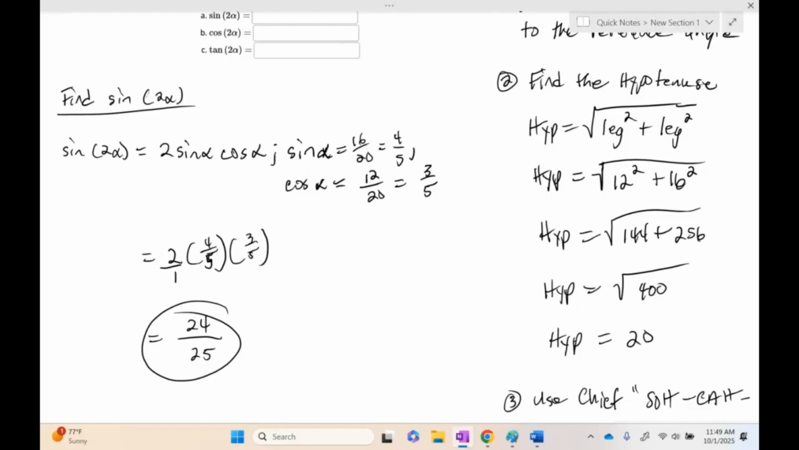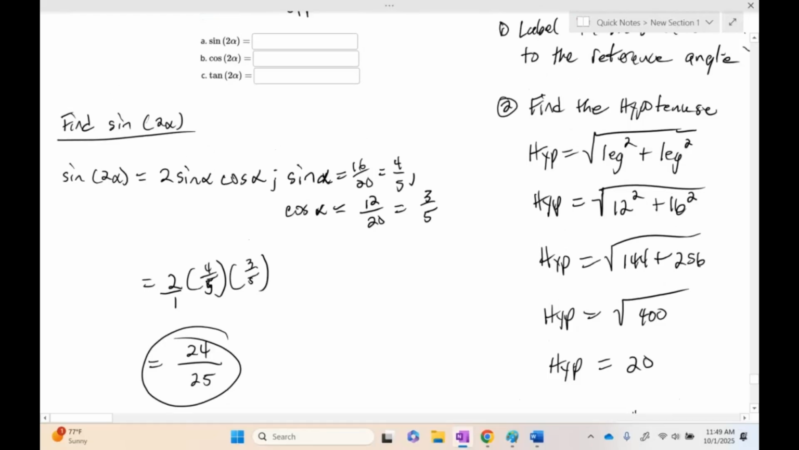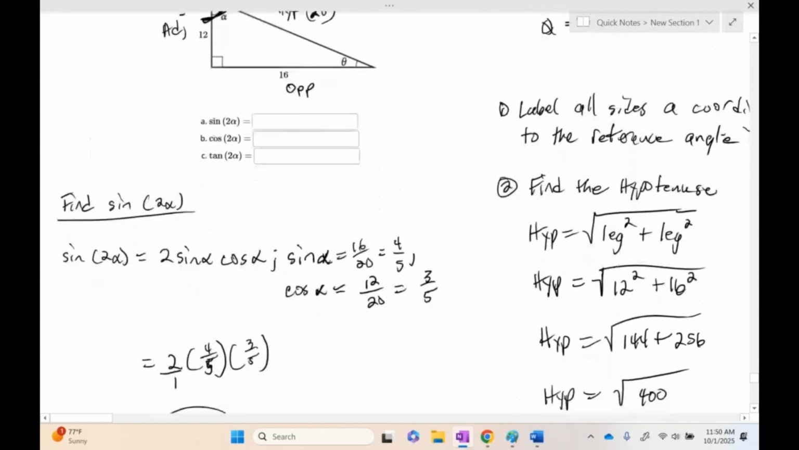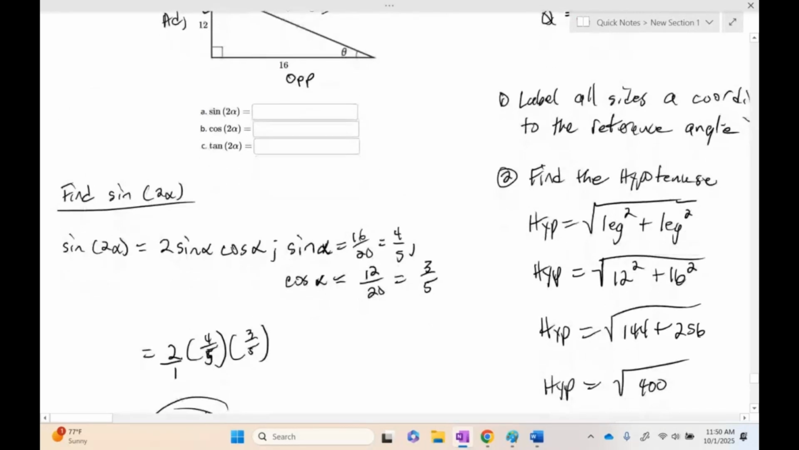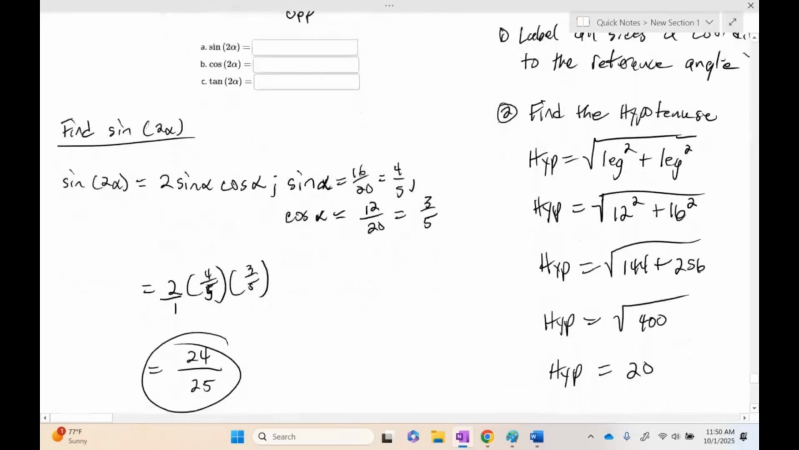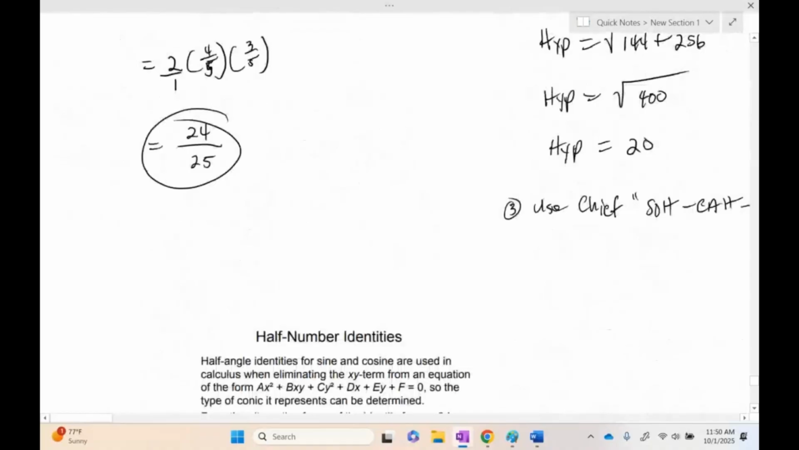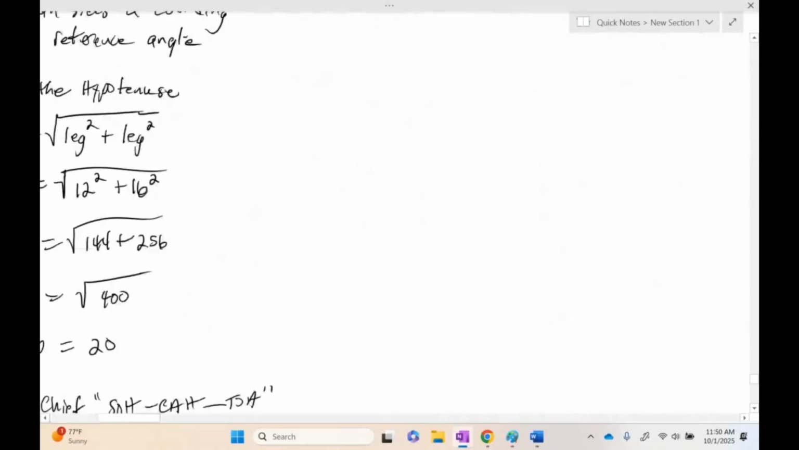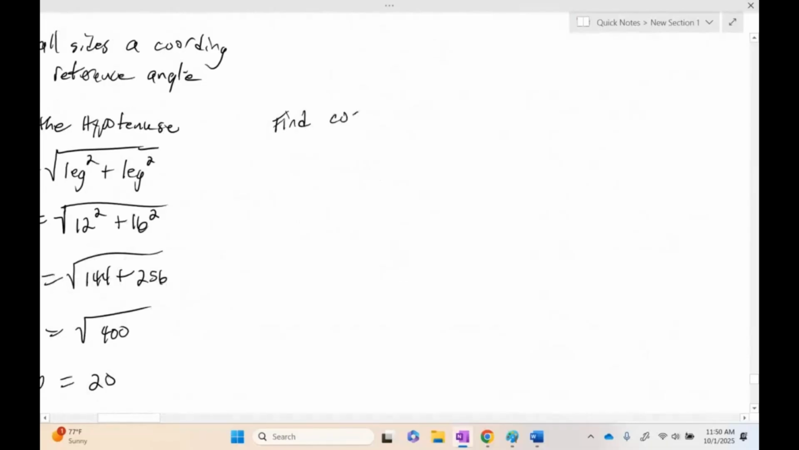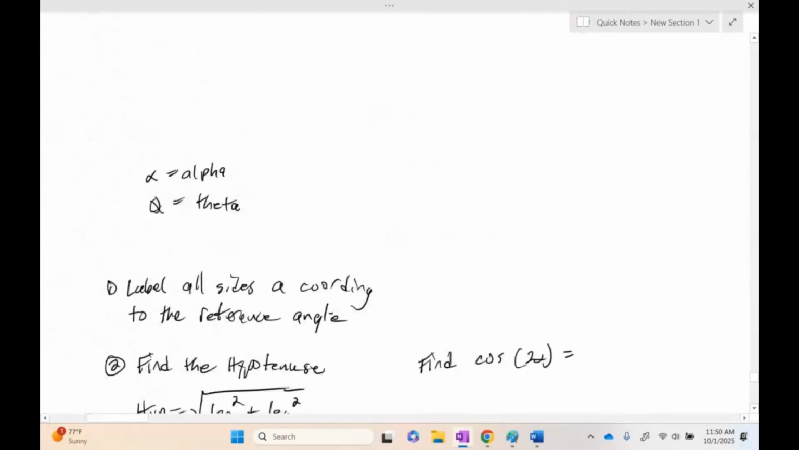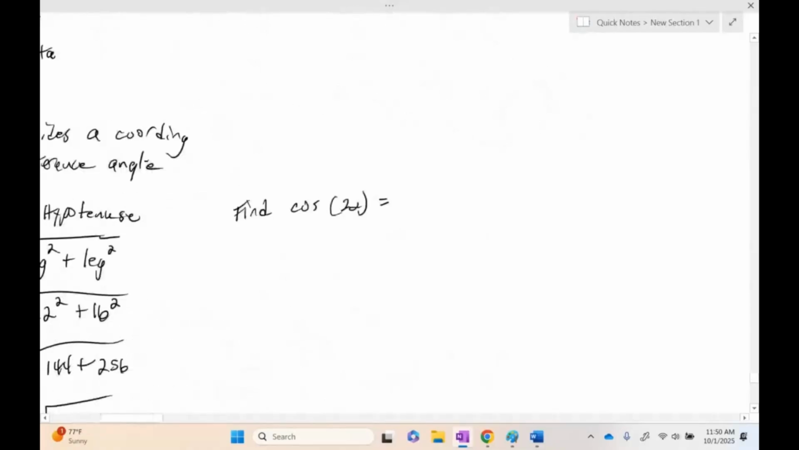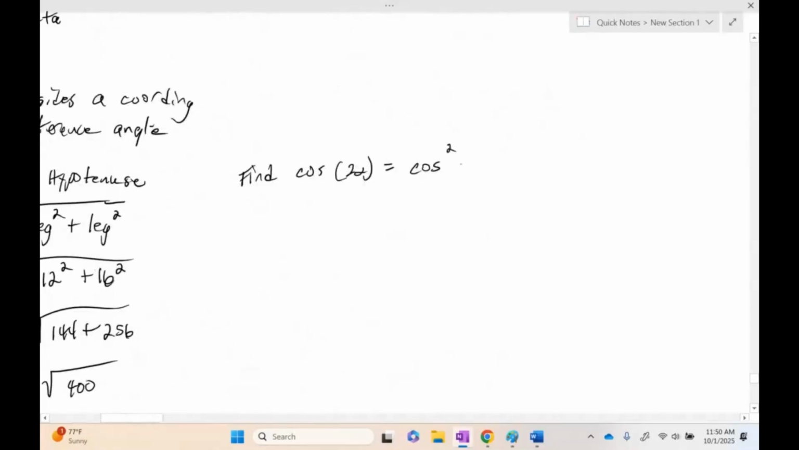So here, no triangle sketch. The triangle was given, but we had to find all 3 sides, and then just set up our trig function. Next, we're going to find the double angle for cosine. So let's find the cosine of 2 alpha. Now you have a choice of formulas to use, but I'm just going to stick to the cosine squared alpha minus sine squared alpha.